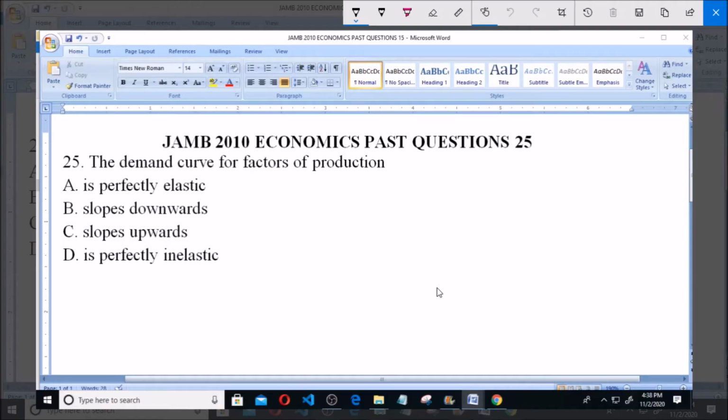Hello, JAMB 2010 Economics past question. Question number 25. The demand curve for factors of production. Option A.